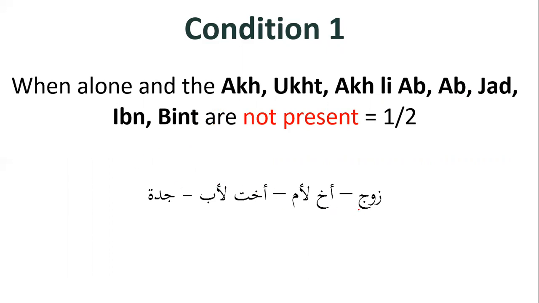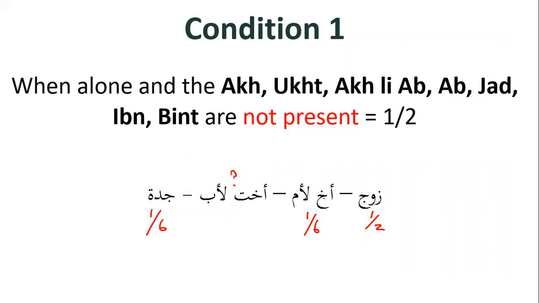So let's look in this question. Let's first do the ones that we know. Zawj we know gets 1/2 over here. Akh li'ummin will get 1/6. Jadda will also get 1/6. Now, the Ukht li'abin, what does the Ukht li'abin get? Is there any Akh present? No. Okay, and we know that when we mention Akh here, we mean Akh full, not Akh li'ummin.